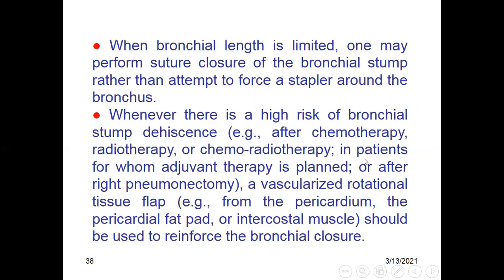And whenever there is a high risk of bronchial stem dehiscence, like after chemotherapy, radiotherapy, or chemoradiotherapy, or in patients for whom adjuvant therapy is planned, or after right pneumonectomy, in these situations, a vascularized rotational tissue flap, for example from the pericardium, or the pericardial fat pad, or the intercostal muscles, or the pleura, should be used to reinforce the bronchial closure and minimize the possibility of dehiscence and development of a bronchopleural fistula.